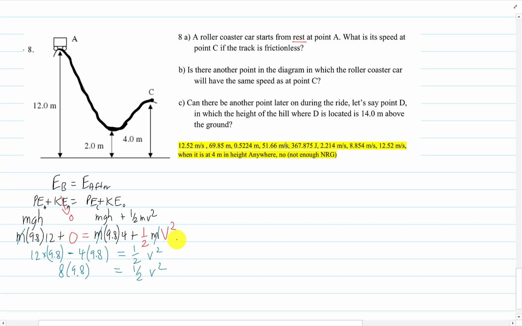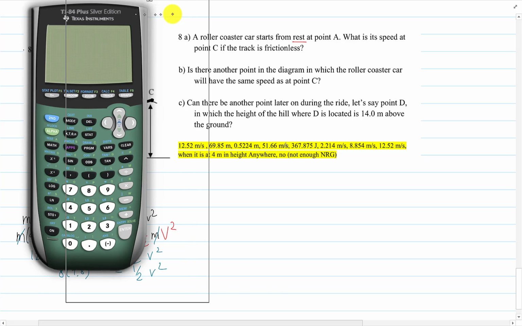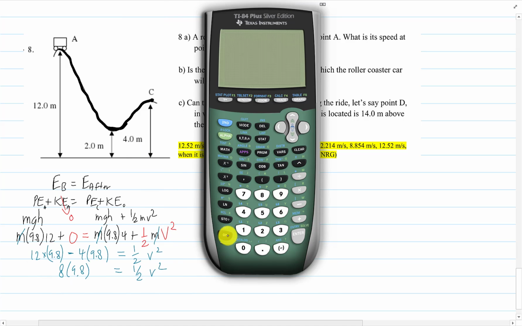Now, before, well, I'll solve it. Let's just do that, because it's so close to solving it. That's 8 times 9.8. I have to multiply it by 2 to get rid of the half. And then I have to square root it. And that will be a velocity of 12.52. Or let's say a speed of 12.52 meters per second. So that's how fast it'll be moving at the top of hill C.